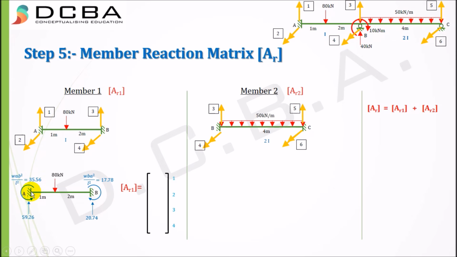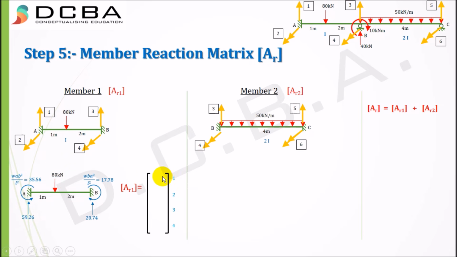If you take the summation of moment about A equal to 0, then you can find this particular reaction, and then from summation Fy equal to 0, you can find this reaction. We need to construct our AR1 matrix, and similar to how the joint load matrix was, where the loads acting at the joint in the direction of 1, 2, 3, and 4 were written, here, instead of loads, we are writing the reactions formed due to this particular force acting.